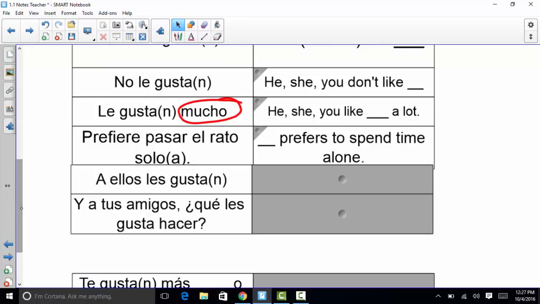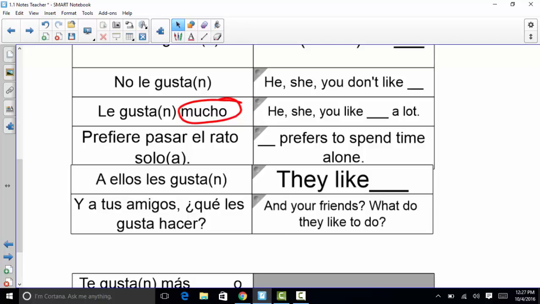You also have a ellos les gusta, so that would be they like. And then you have a phrase at the bottom that you probably recognize from your basic questions page. It says, y a tus amigos que les gusta hacer. So that's asking about your friends. It says, and your friends, what do they like to do?